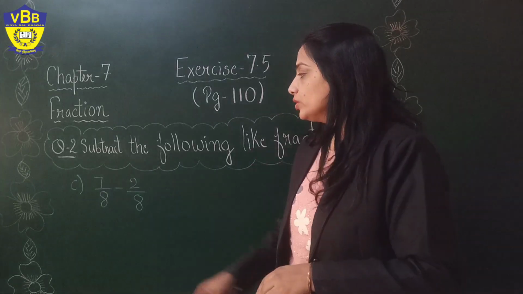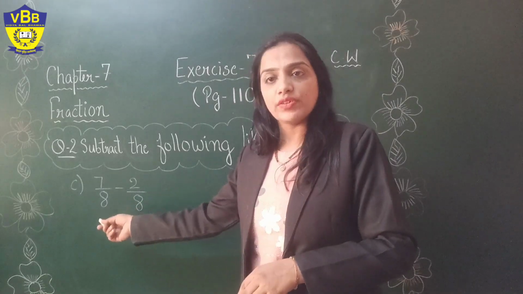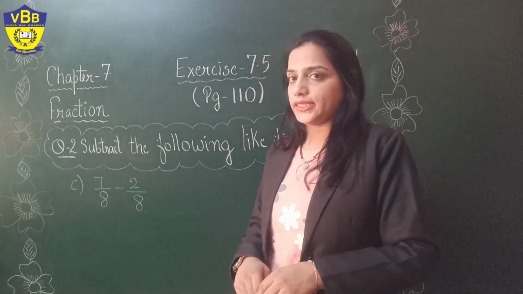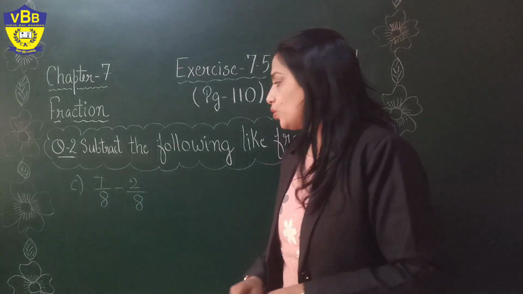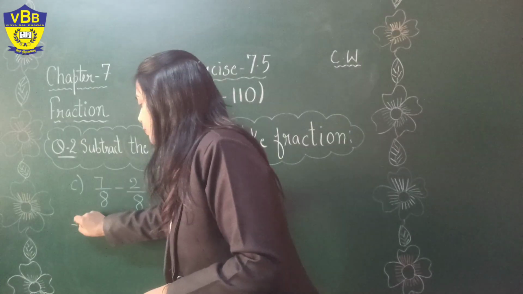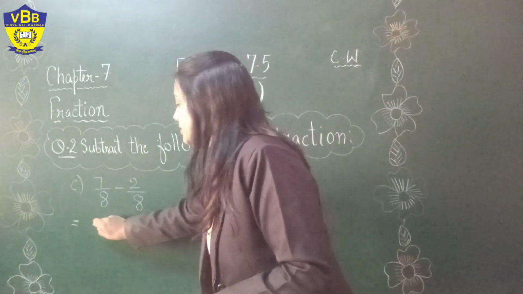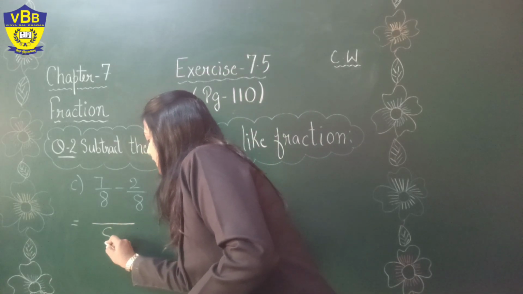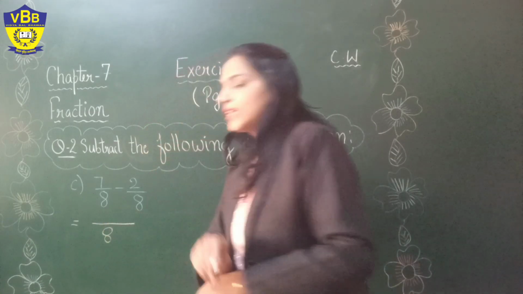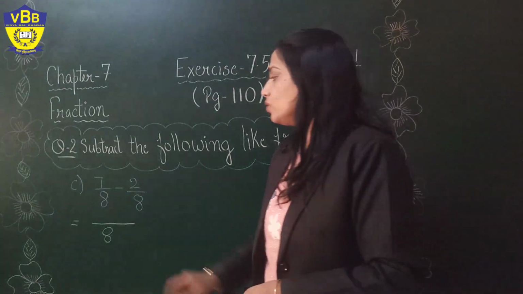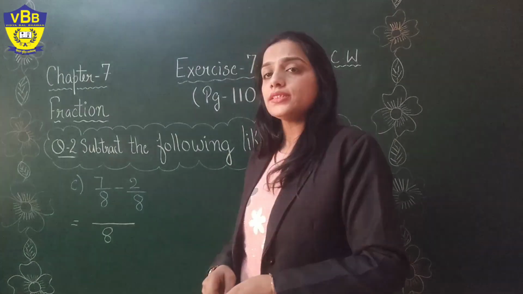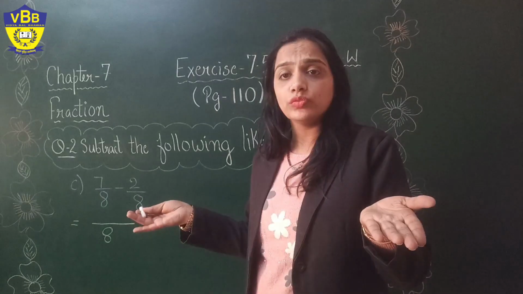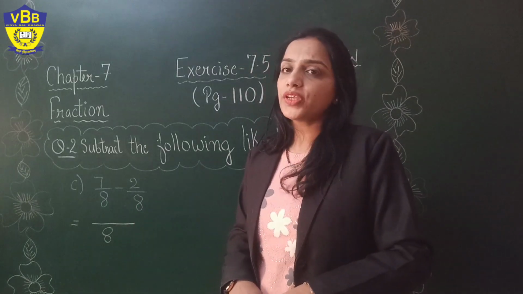Now student, we will solve the C part of question number 2. Right. So question is 7 by 8 subtract 2 by 8. Right student. So first step, it is a like fraction. So denominator 8 will come the same way, right? Now numerator is 7 and 2. And what do we have to do? We have to do the subtraction.